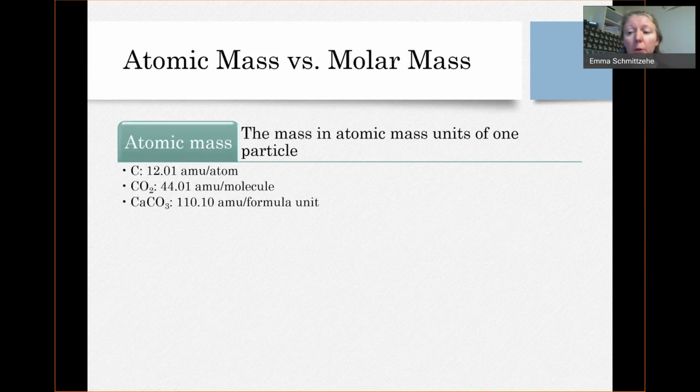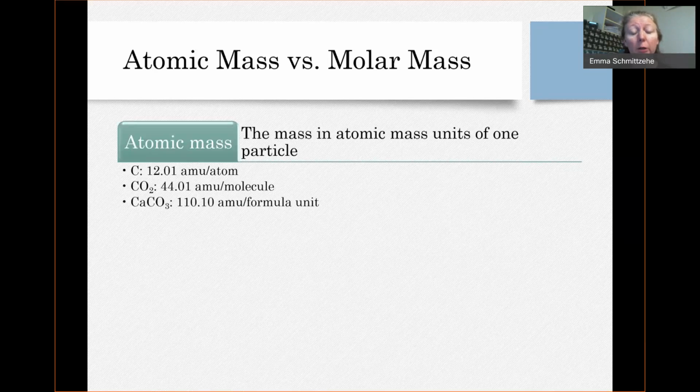Usually most periodic tables you'll look at are going to have two numbers along with the element symbol, and one of them, the whole number that increases as you go across the periods on the periodic table, that's actually the atomic number, which tells you the number of protons. But the other number, which most often has some decimal places to it, that is the average atomic mass. So that's the average mass of an individual atom of that element. So that's where I got the 12.01 AMU per atom of carbon.